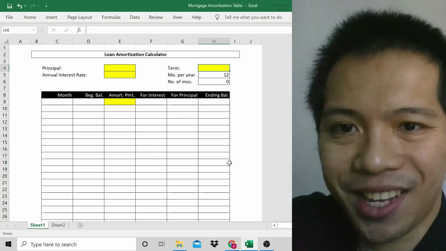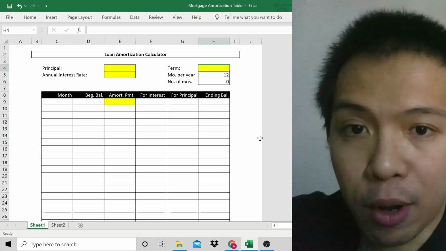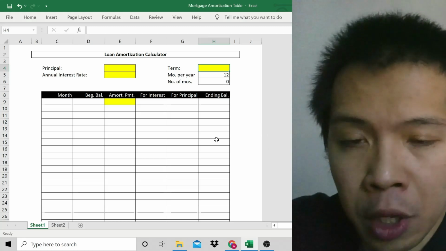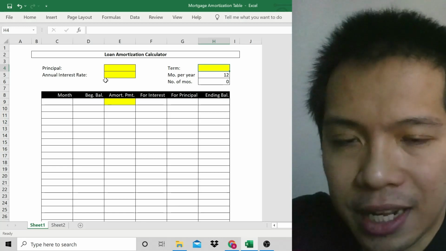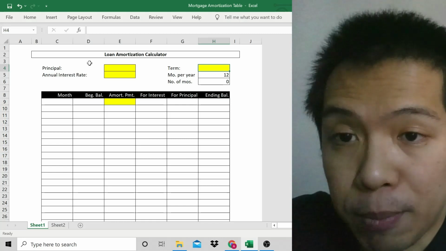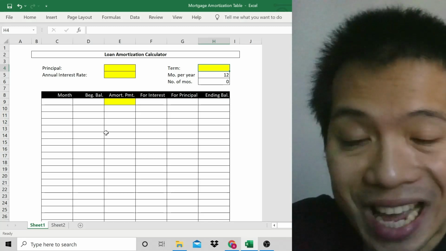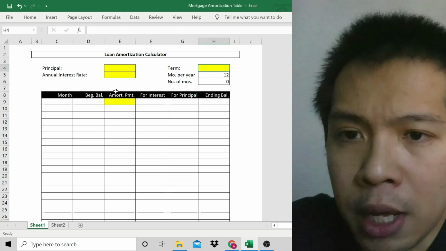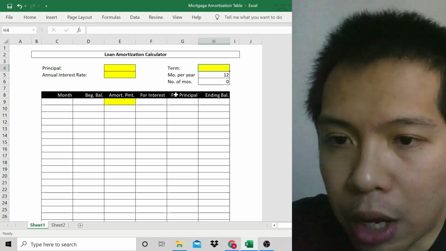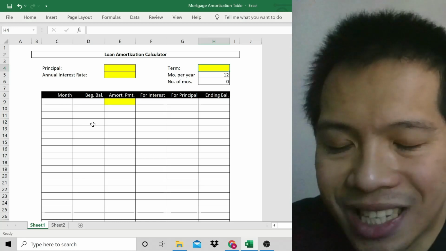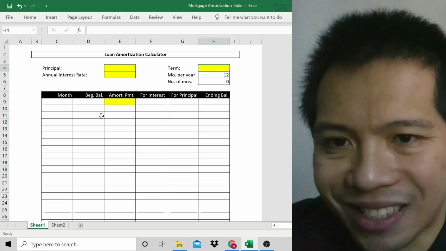Hi guys, welcome back. In this video, we are going to talk about how to prepare an amortization table for a mortgage loan. I have already prepared the layout of this table, and what we are going to do is populate it with the given values as well as the formulas that you would need. In yellow are the items that we need to manually input. Then the white cells are supposed to be populated with formulas or constants.